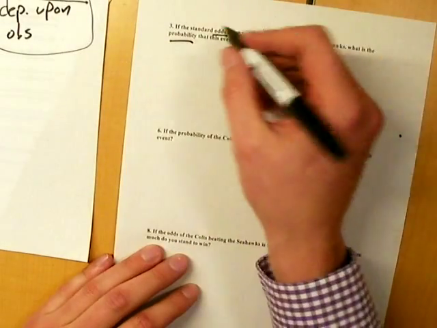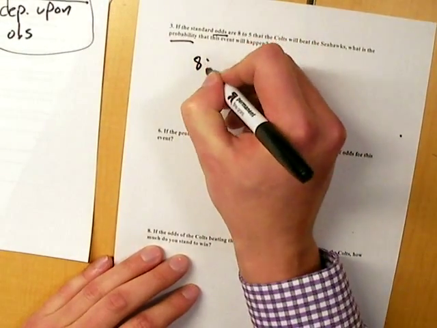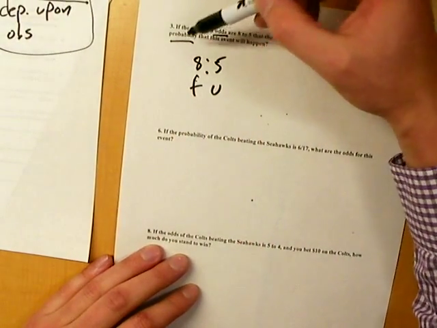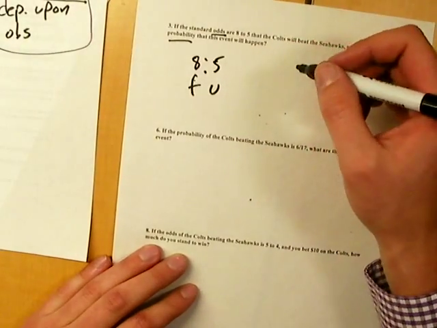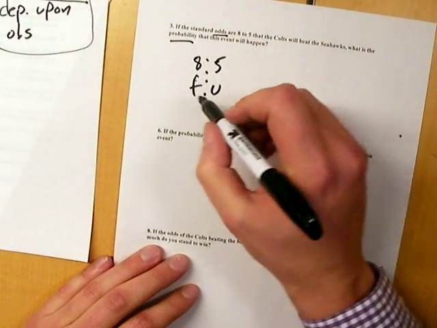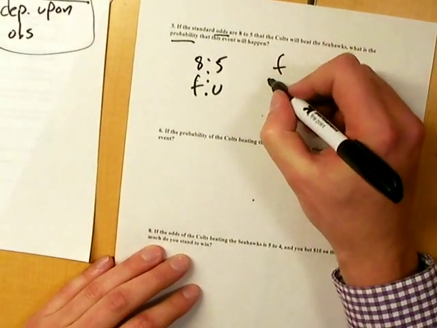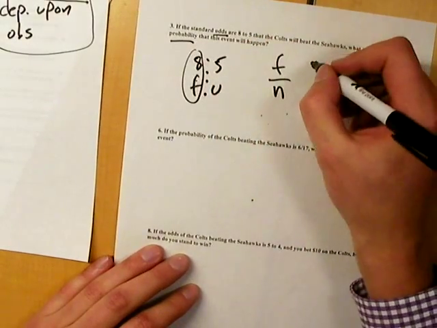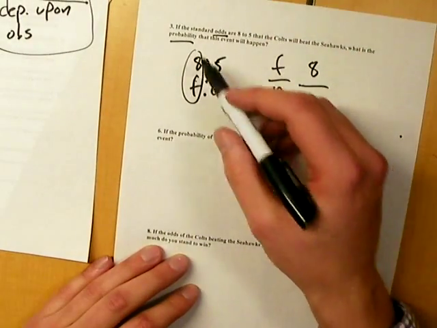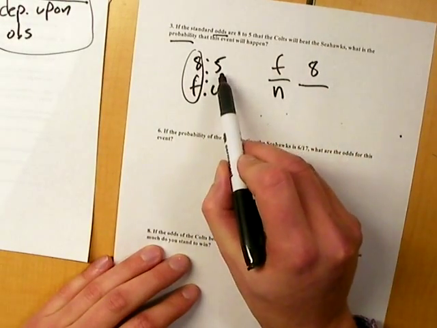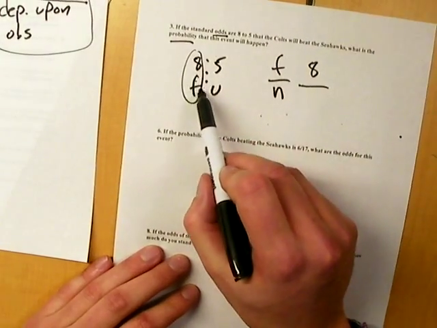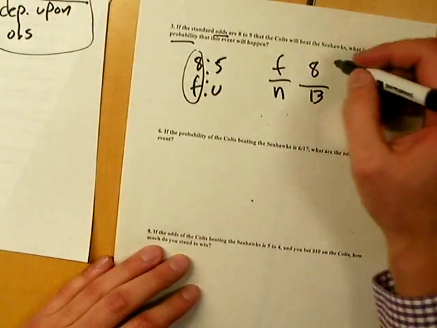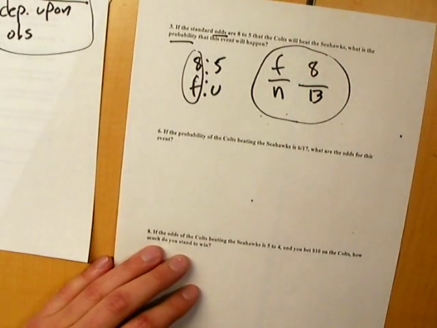So let's keep track of everything. We're given odds 8 to 5, favorable to unfavorable. The question here wants us to figure out the probability. So probability is not favorable to unfavorable, but favorable over total number. So the F part is the same in each, that's 8, and for N, we want the total number. Favorable to unfavorable, so total number would just be favorable plus unfavorable. In this case, 8 plus 5, 8 over 13 would be the probability, and that's all there is to it.